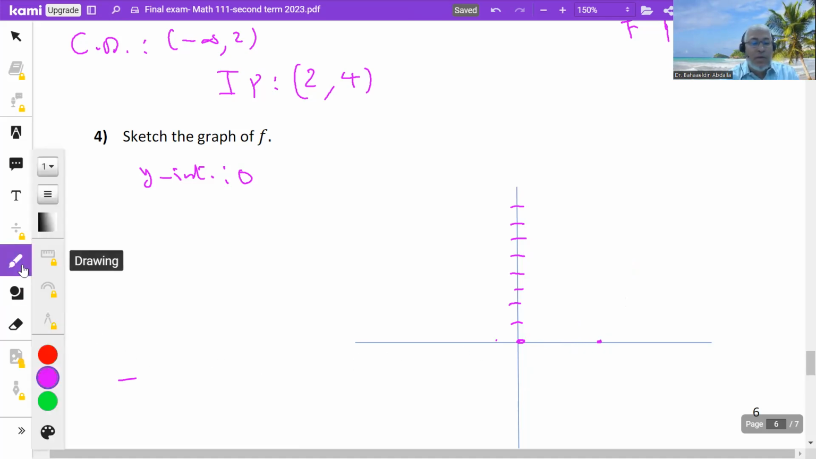I can make 1 here, 2 here, and 3 here. So this is (3, 0). This is (2, 4), and this is (1, 8). And it passes through (0, 0).